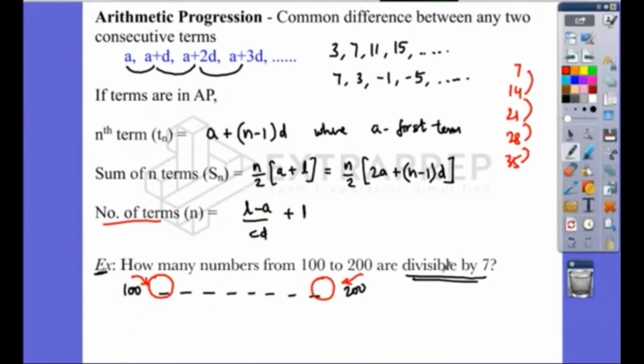Okay. See, it's easy because the number is 7 and the range is 100 to 200. What if I give you complicated numbers like 3000 to 7000 and divisible by 36? Then it will be difficult, right? So this method is important.